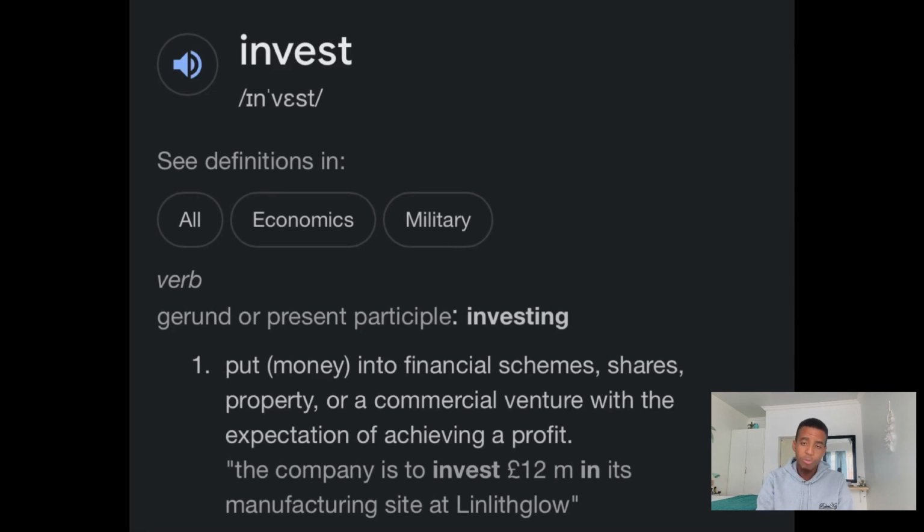Great, so number one is, what is investing? I'm going to read it straight from my computer, and I think this is the easiest explanation of what investment is. It says: to put money into financial schemes, shares, properties, or any commercial ventures, with the expectation of achieving a profit. So in simple terms, putting your money into something with the objective of receiving a profit. That's basically what investment is.